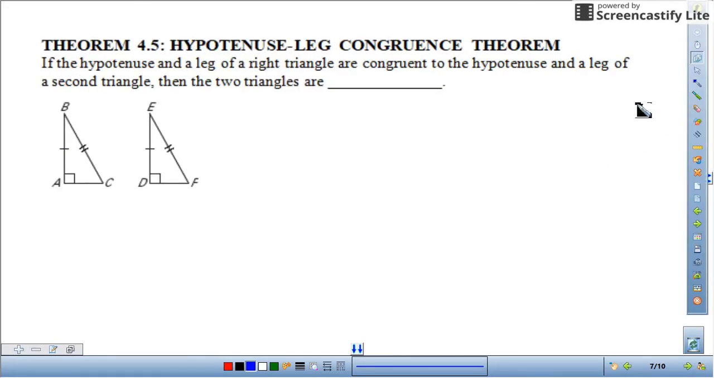All right, the next theorem is theorem 4.5, which is the hypotenuse leg congruence theorem. This says that if the hypotenuse and a leg of a right triangle are congruent to the hypotenuse and a leg of the second triangle, then the 2 triangles are congruent.